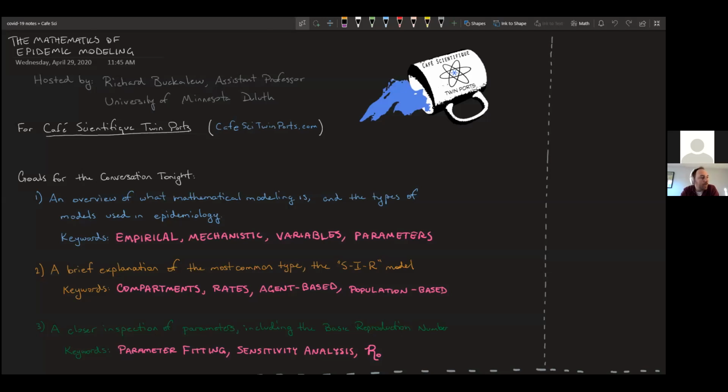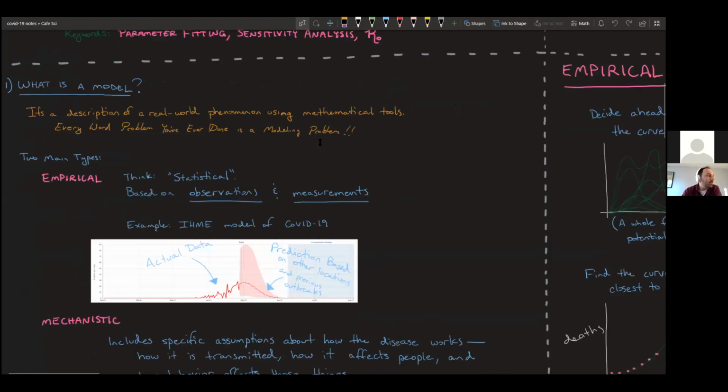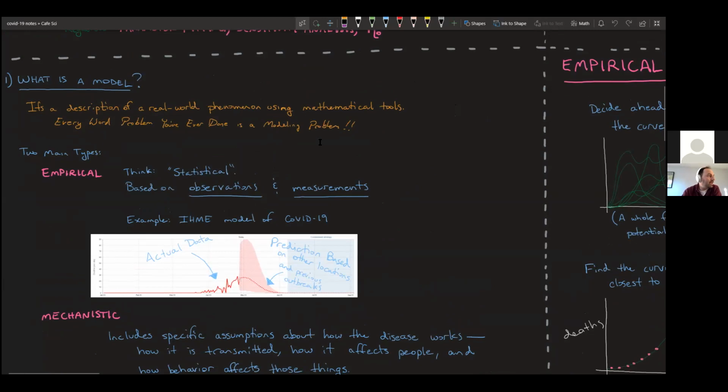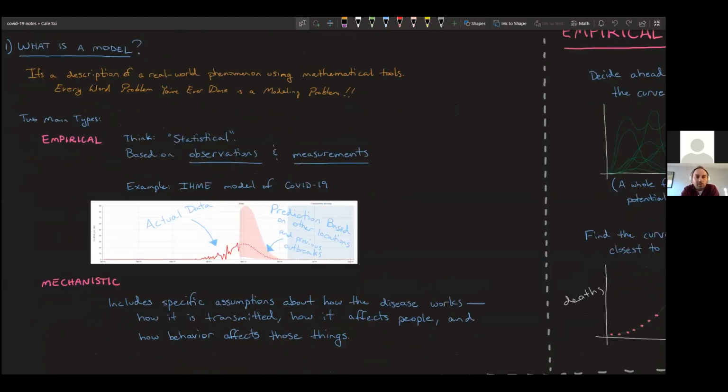All right, let's start answering some questions. So the first question I want to answer is, what is a model? A model is a description of something, and it uses mathematical tools. You know some mathematical tools like algebra. You might know some calculus, depending on how many years of math you took. You might even know some differential equations. Those are the kinds of tools that are used in epidemic models.